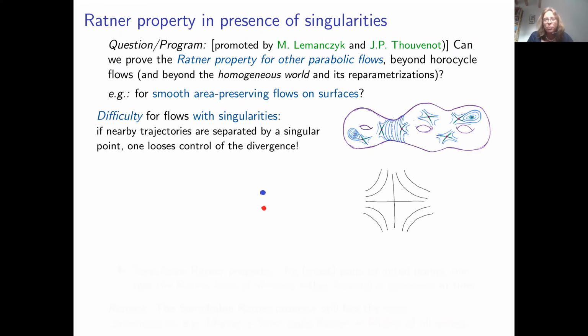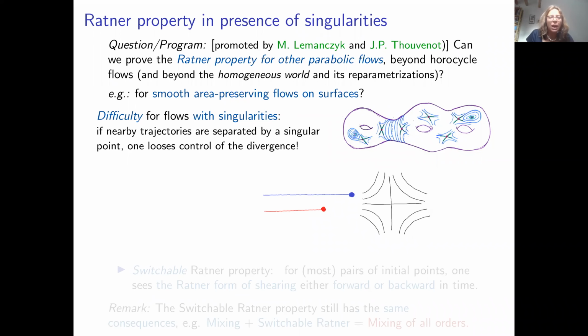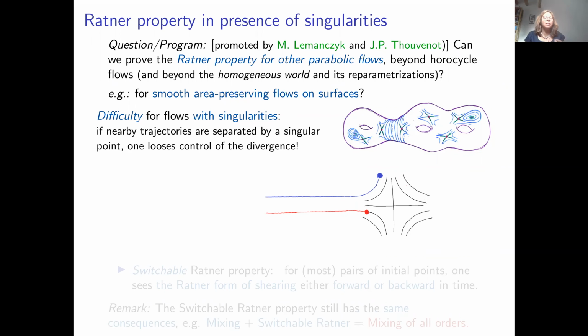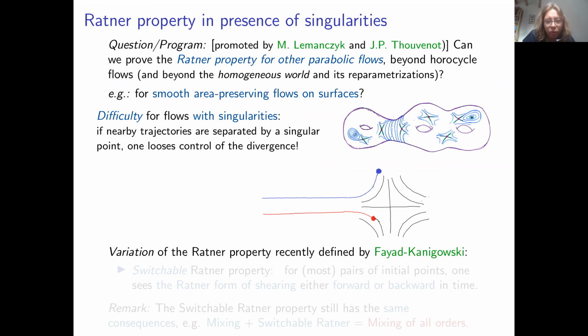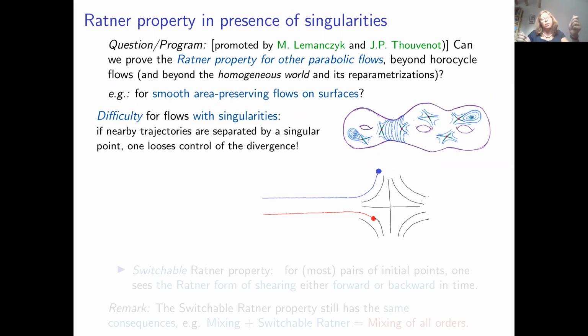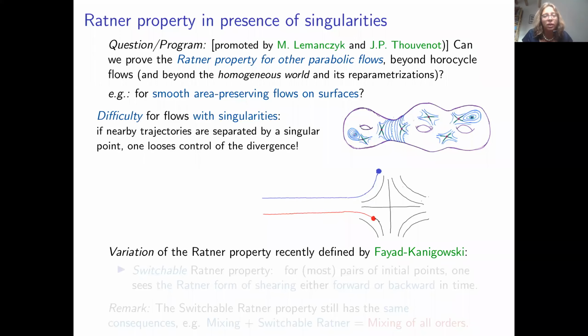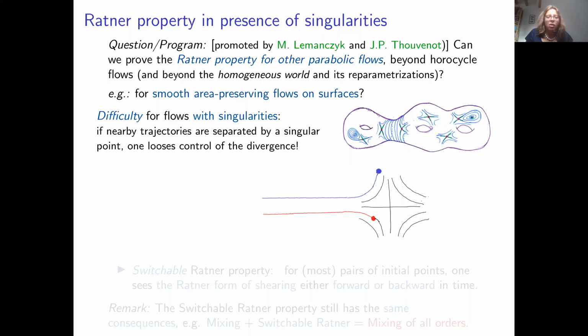Unfortunately, the problem with these flows is that they have singularities. So when you have singularities, what happens is that when you have two trajectories separated by a singularity, like in my picture, one goes to the right, one to the left of a separatrix, this creates very difficult behavior to control. So this singularity gives you a very fast way of diverging that we cannot control in a parabolic fashion. So for many years, it was not clear how to overcome this difficulty.